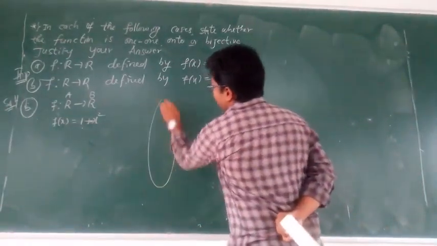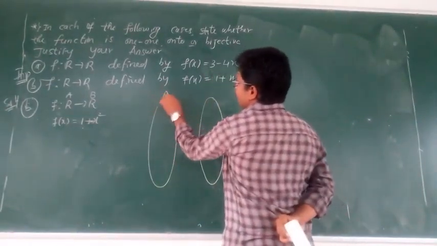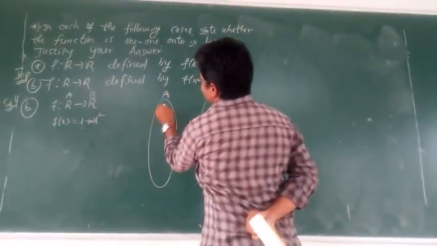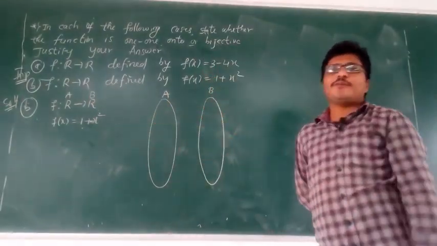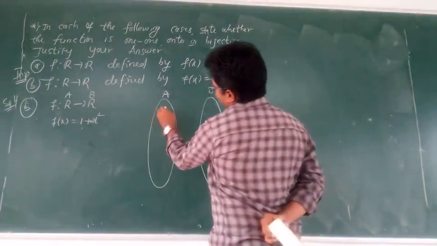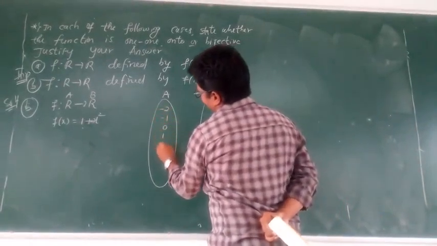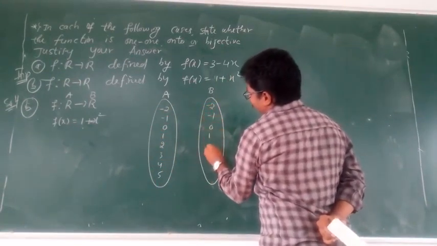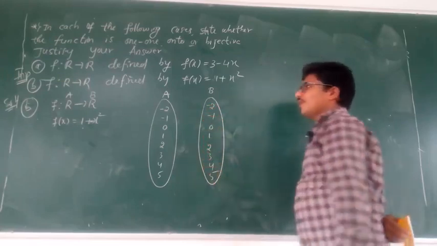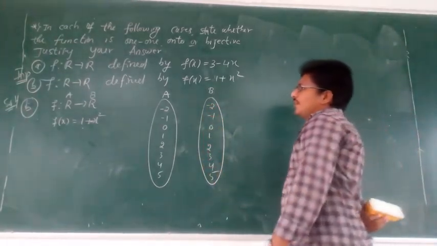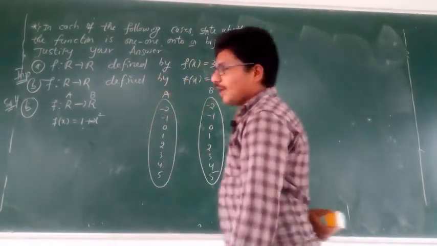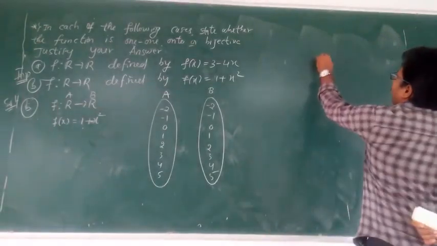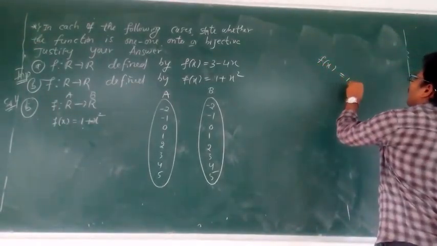Before we check, we will consider two sets. This is set A, this is set B. Set A is the real number set, which includes minus infinity to infinity: minus 2, minus 1, 0, 1, 2, 3, 4, 5. Next, f of x is equal to 1 plus x square. Is it possible to tell whether this is one-one? We will check that.